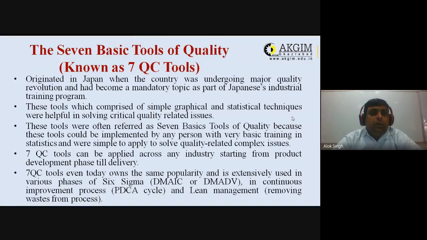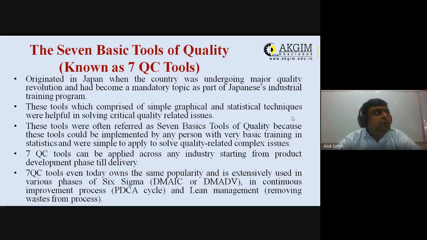Now we would go for the 7 basic tools of quality. These are all known as the 7 QC tools, quality control tools. So we will discuss the topic, that is, the 7 quality control tools, in today's lecture. They originated in Japan when the country was undergoing a major quality revolution, and had become a mandatory topic as part of the Japanese industrial training program.